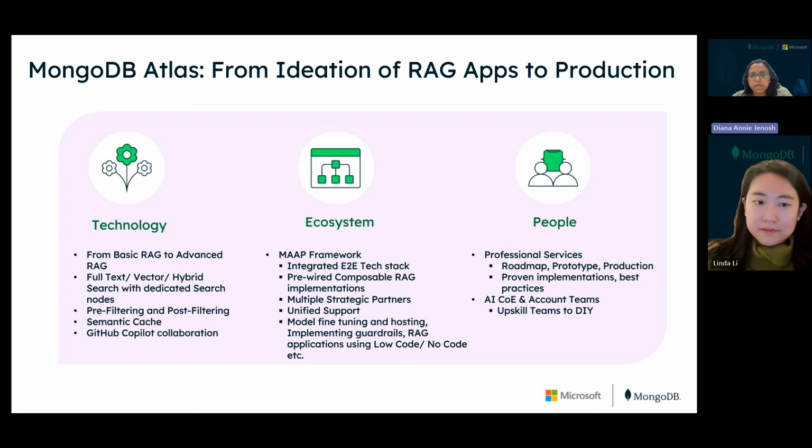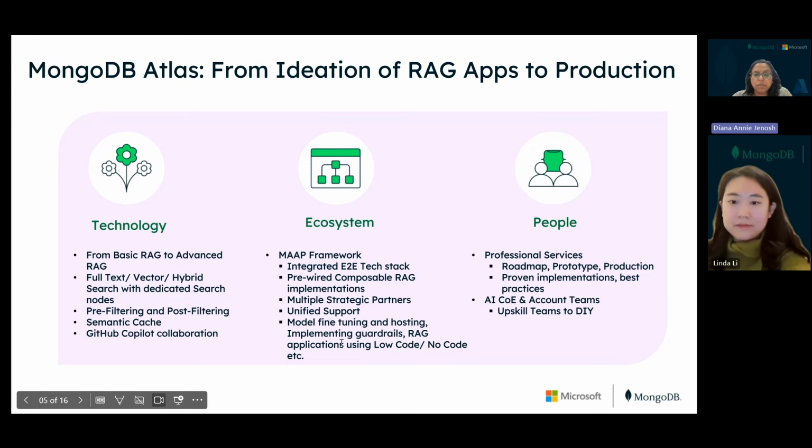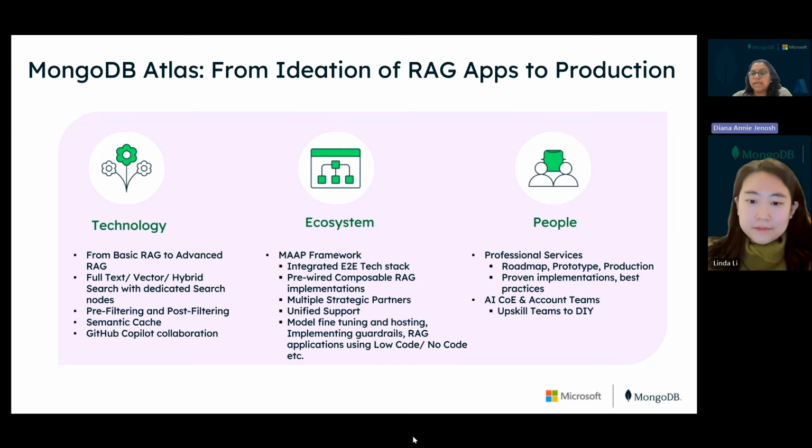Now, when it comes to ecosystem, we have launched the MongoDB AI Applications Program framework, the MAP framework, which is an integrated end-to-end technology stack pre-wired with composable RAG architecture implementations for customers to build upon. It provides unified support across multiple strategic partners, which includes LLM providers, orchestration framework providers, hyperscalers, GSIs, etc. You can leverage this framework for model fine-tuning, hosting, guardrails implementations, and building RAG applications with low-code, no-code.